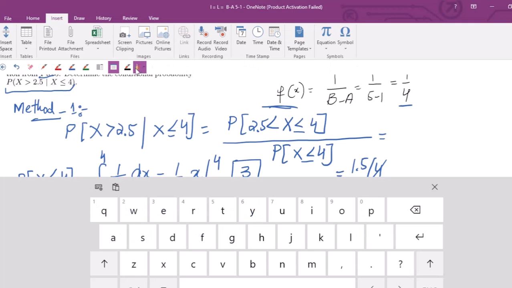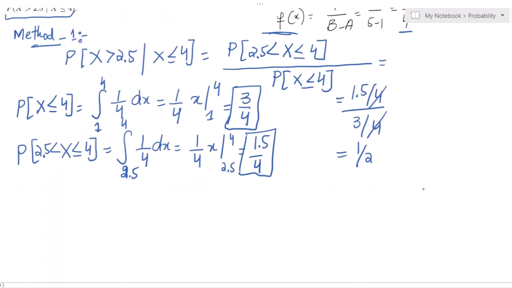So the answer is 1 by 2. That is the solution by using the first method.